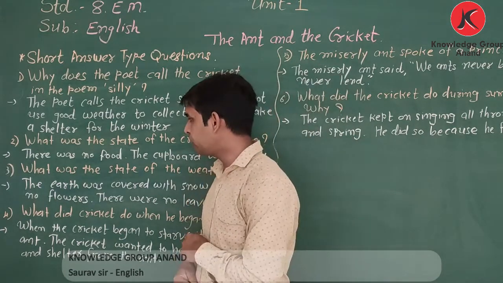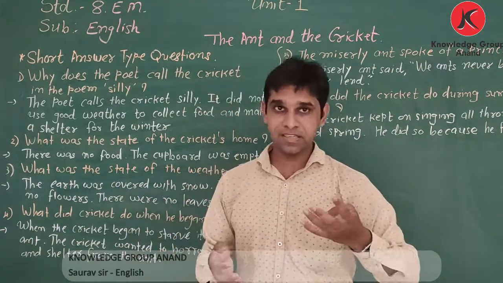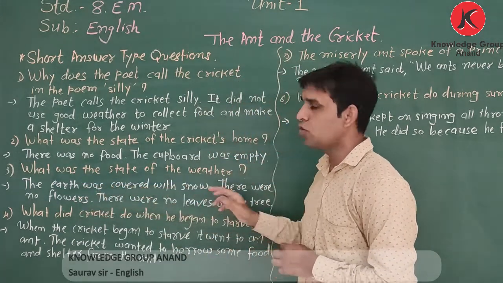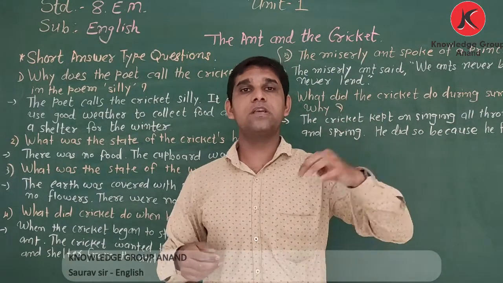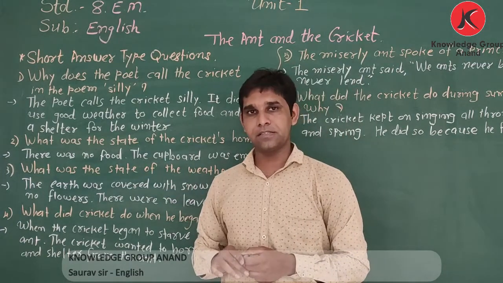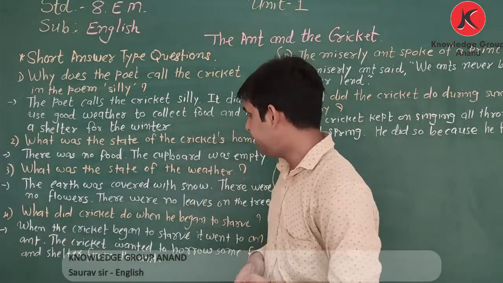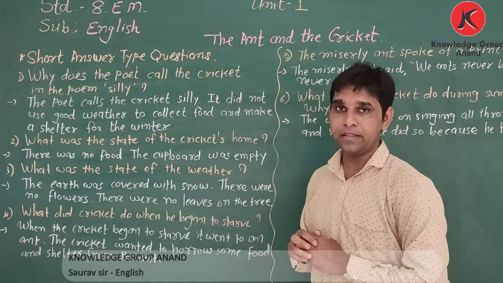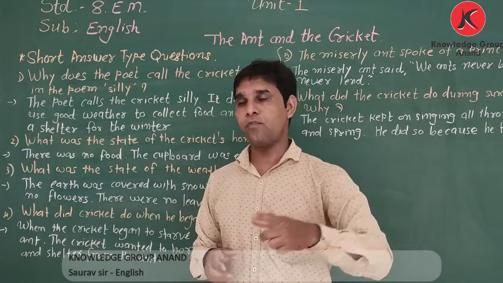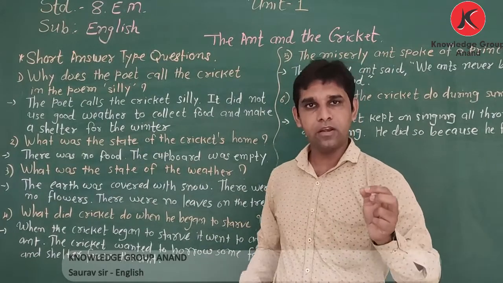Now the third question. What was the state of the weather? The earth was covered with snow in the winter season, full of snowfall. There were no flowers. In the winter season, there wasn't a single flower or a single leaf on a tree. Why? Because of rain. Rain means snowfall. That is why the earth was covered with snow and the weather was not good.